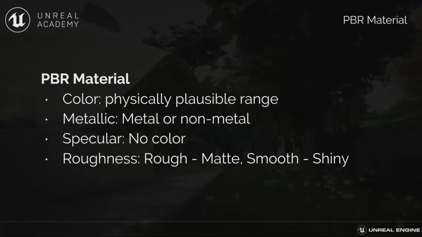Okay, we talk about the PBR materials. Let's recap the PBR material really quickly. So color, you want to use a physically plausible range. Metallic, you just say metal or no metal, except in exceptional cases. Specular, there's no color information. You want to drive your color with the base color. And roughness, rough is matte, smooth is shiny. That's the PBR material point that you all need to remember.